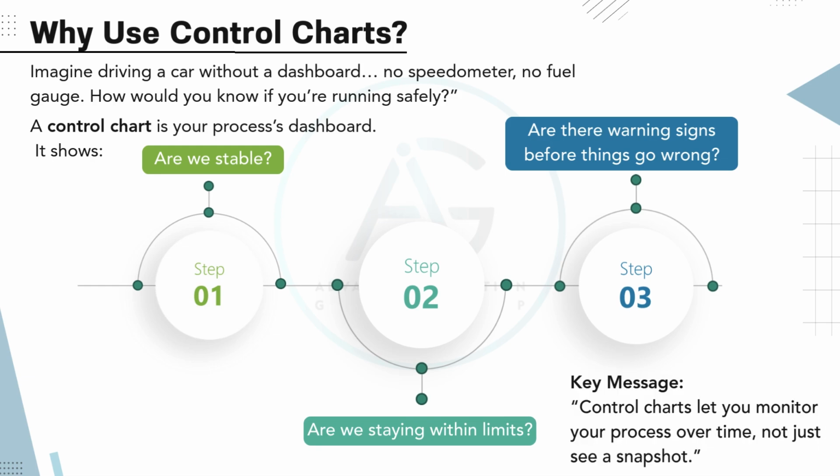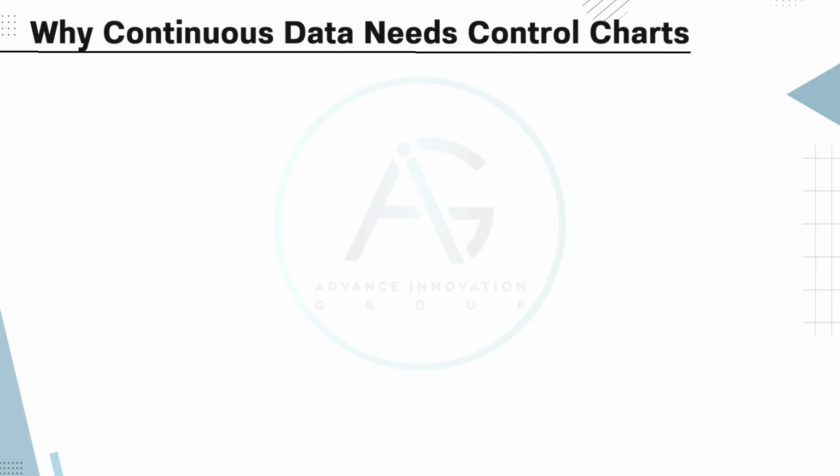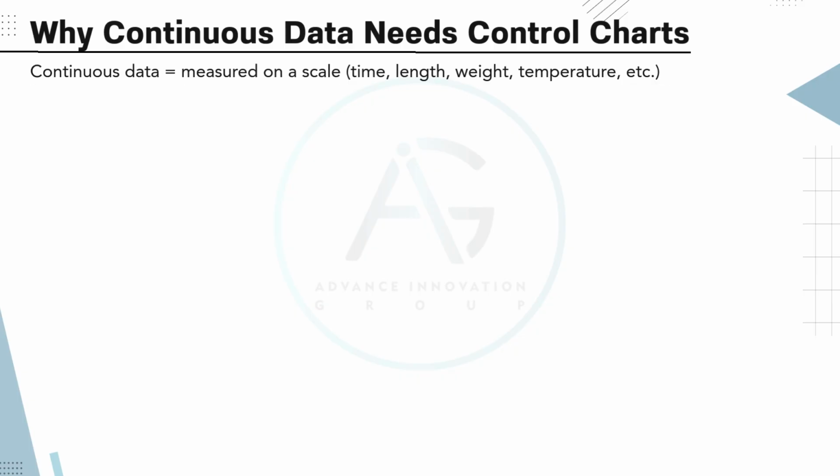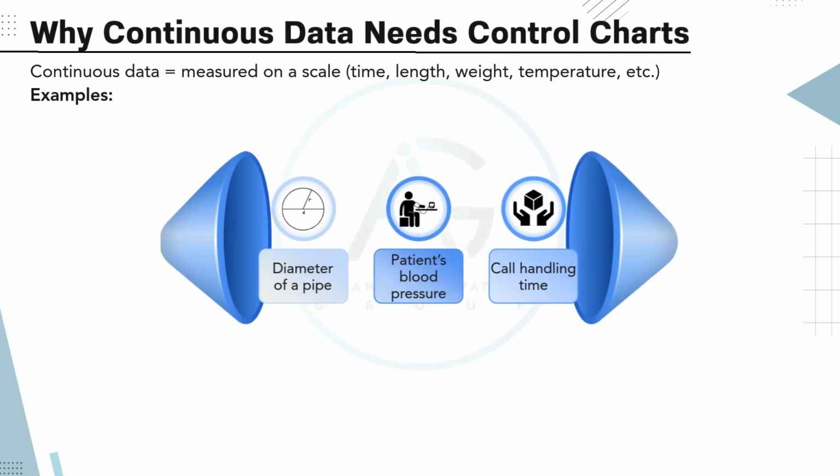Key message: control charts let you monitor your process over time, not just see a snapshot. Why does continuous data need control charts? Continuous data is measured on a scale: time, length, weight, temperature, etc. Examples: diameter of a pipe, patient's blood pressure, call handling time.